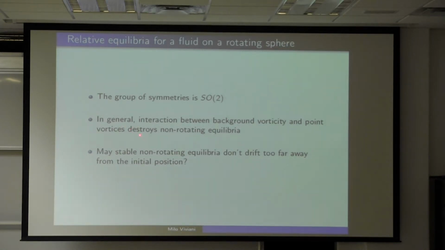And in general, what we expect is that interaction between background vorticity and point vortices destroys non-rotating equilibria. Okay, so if you have an equilibrium of point vortices on the sphere, it's likely that if you make the sphere rotate, this equilibrium is completely destroyed, right? But is it possible that some stable non-rotating equilibria don't drift too far away from the initial position when the sphere is rotating?